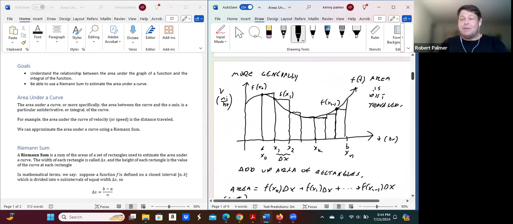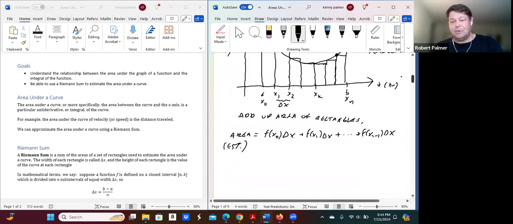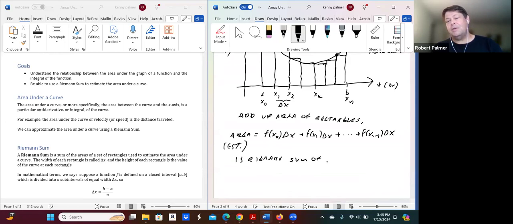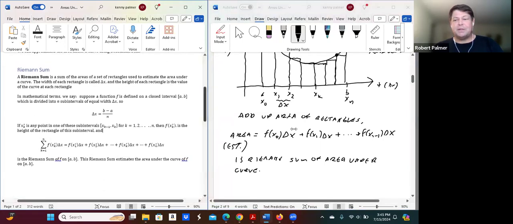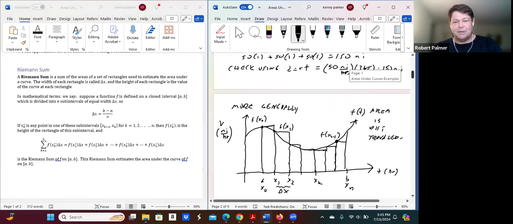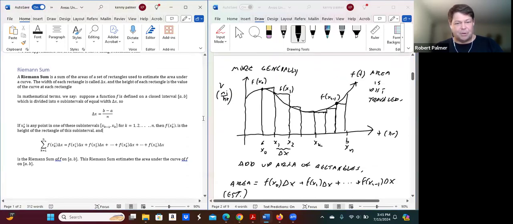And this has a specific name. This is something called a Riemann sum. So this is what's called the Riemann sum of the area under the curve. It's named after a mathematician named Riemann, but it's a sum. So let's look at this definition of the Riemann sum and see if it makes sense with what we just did. And also we'll show you a better picture here in a moment.